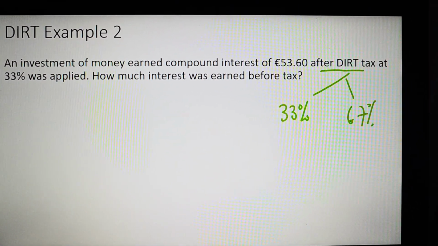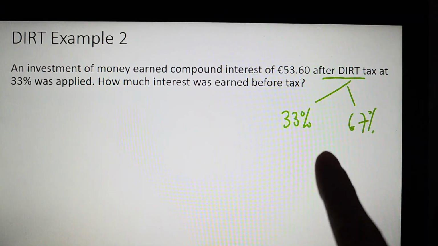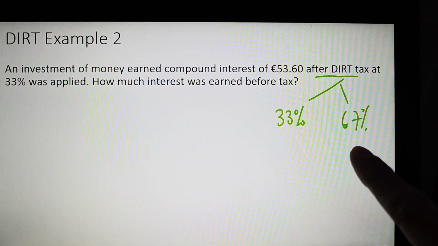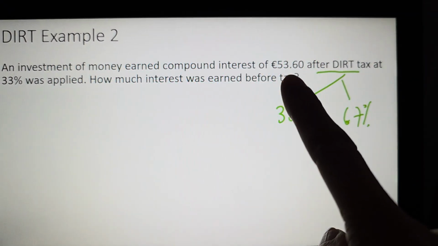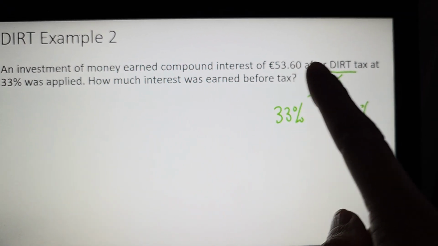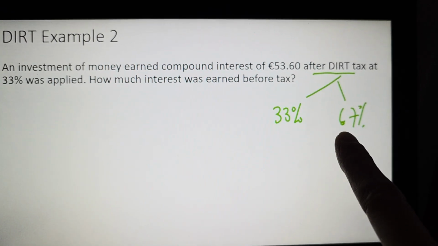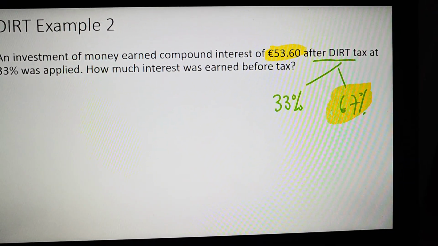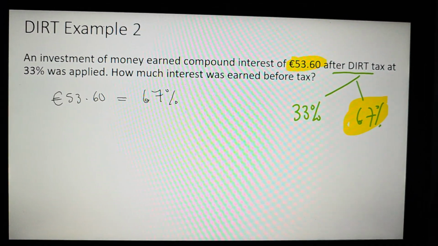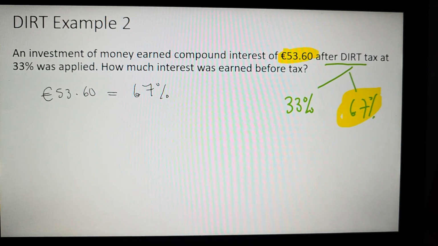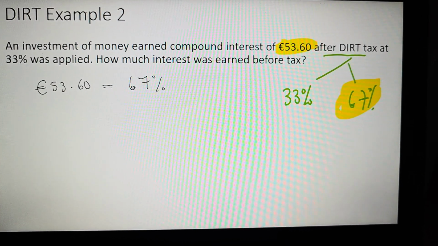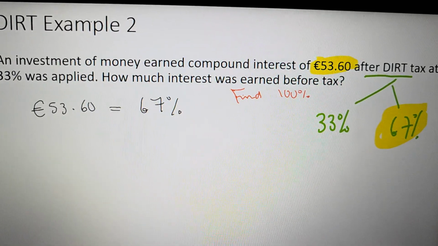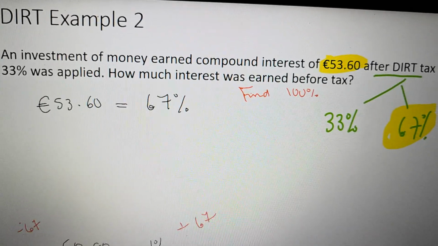Okay? So the DIRT tax, if it's 33% DIRT tax, the government takes 33% and you get to keep the other 67% of the interest that you earned. So if you got to keep €53.60, because they said that was the amount of interest after tax had been applied, then you got to keep 67%. So that means the €53.60 is equivalent to 67%. So I can set up that equation. The question said how much interest was earned before the tax was applied. That means find 100%. Okay, so get what 1% is first by dividing both sides of the equation by 67.